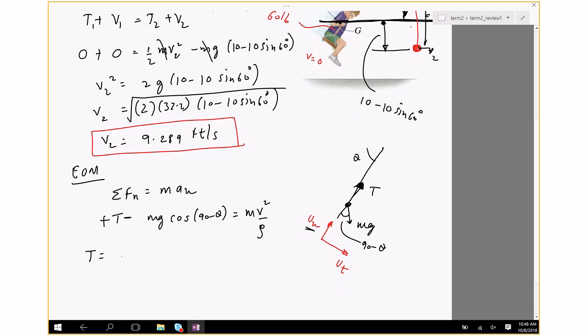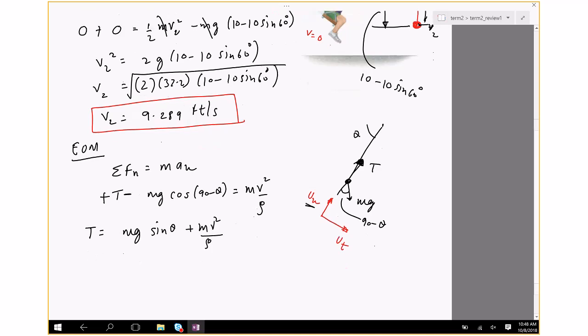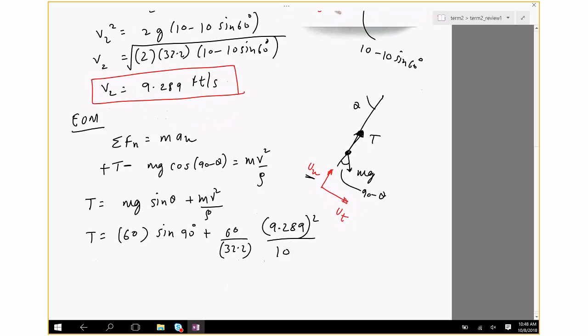So T equals mg cosine of 90 minus theta, which is sine of theta, plus m v squared divided by rho. So T is mg, which is 60, times sine of 90 degrees, because theta is 90, plus m, which is 60 divided by 32.2, times velocity 9.289 squared, and rho is the length of the cable, which is 10. So that comes out to be 38 lb.